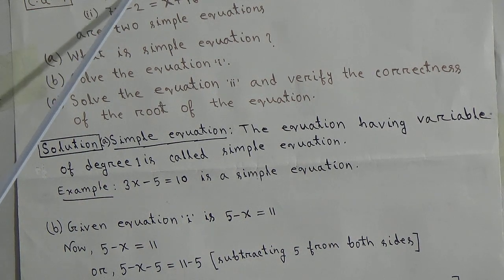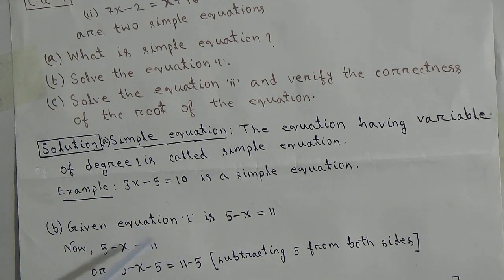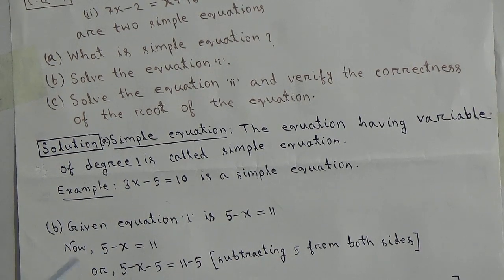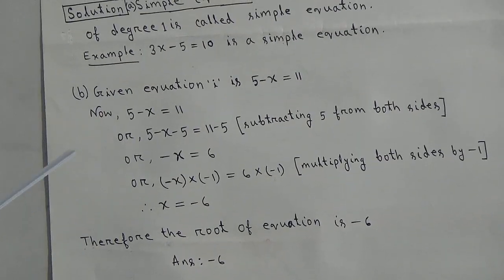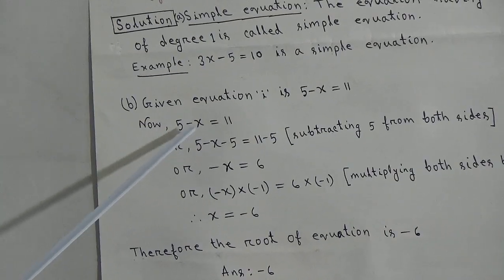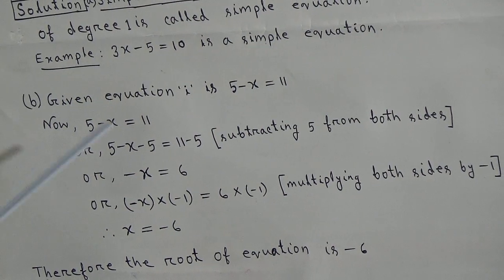Here equation 1 is 5 minus x. Given equation 5 minus x is equal to 11. We have to find out the value of variable. That means we have to find out the value of x. Now at first we will subtract 5 from both sides.